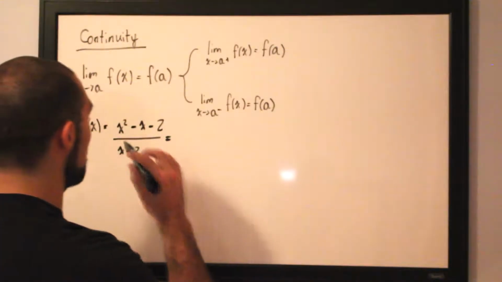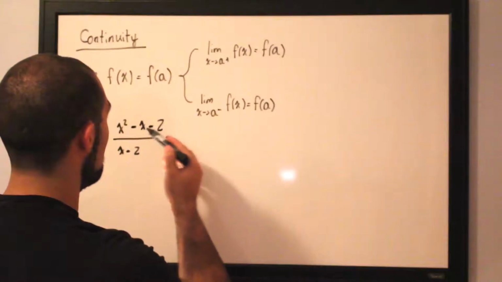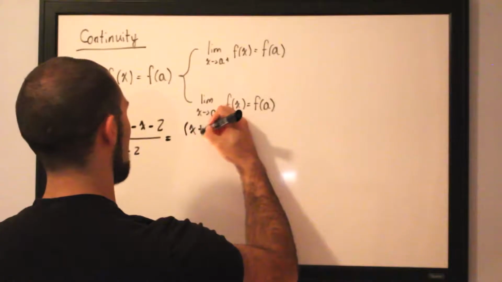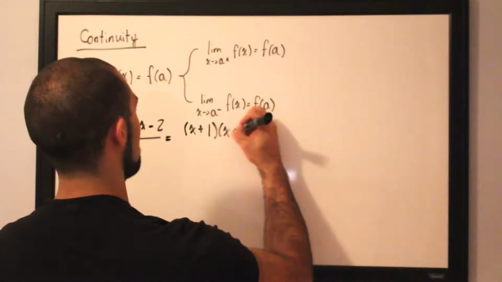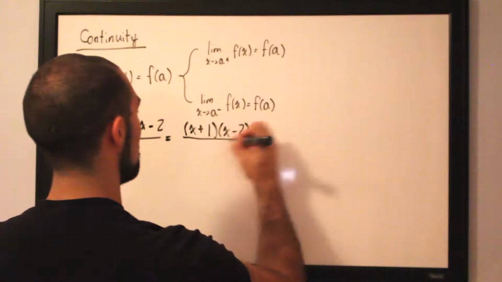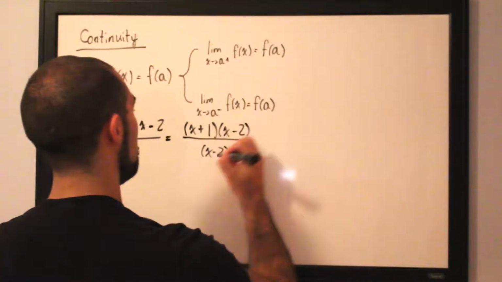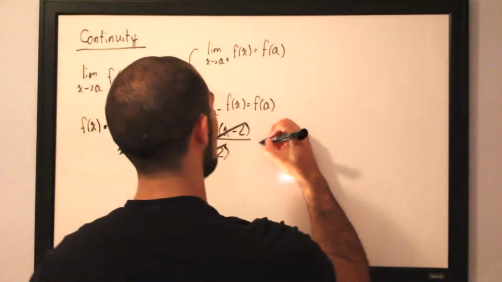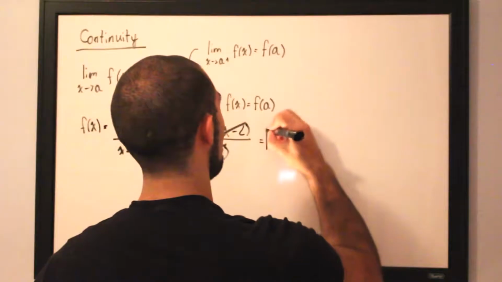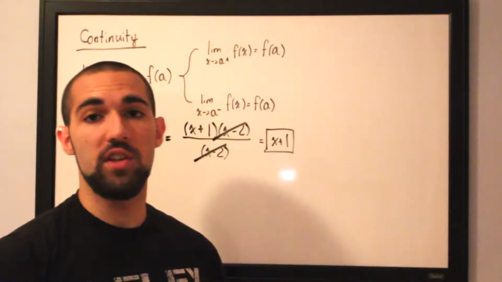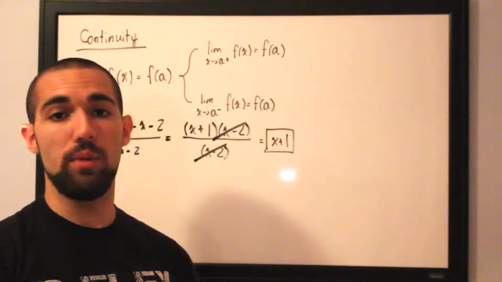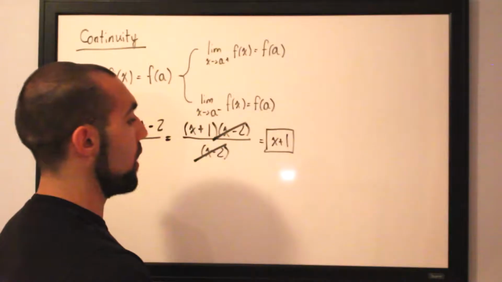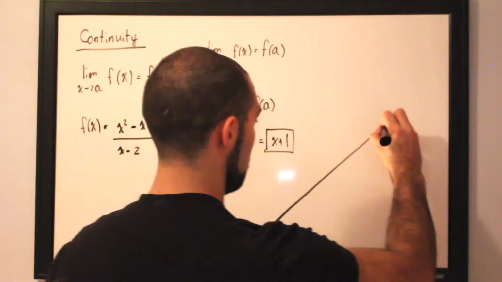Because if we inspect this function a little closer, we could tell that the numerator splits into two distinct factors, x plus 1 and x minus 2. Then we have an x minus 2 in the denominator, and we can cross that out. So all we're going to be left with is x plus 1. And a function like this is going to be continuous everywhere. There's no denominator, so there are no points where the function is undefined. This graph could go on forever and ever. It's just a straight line.